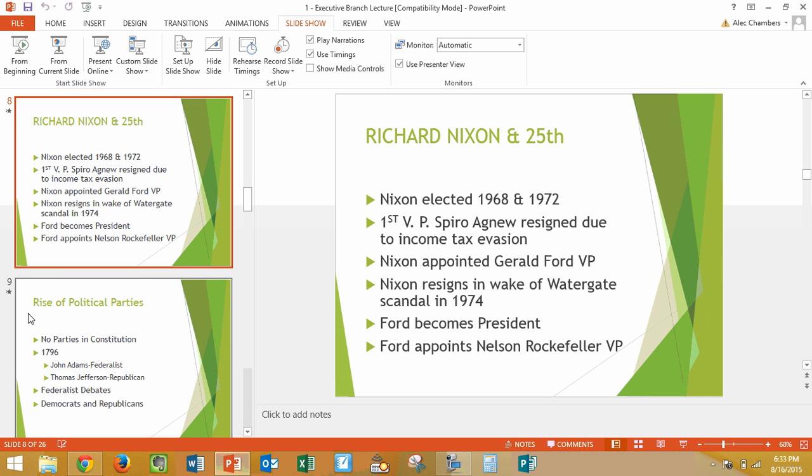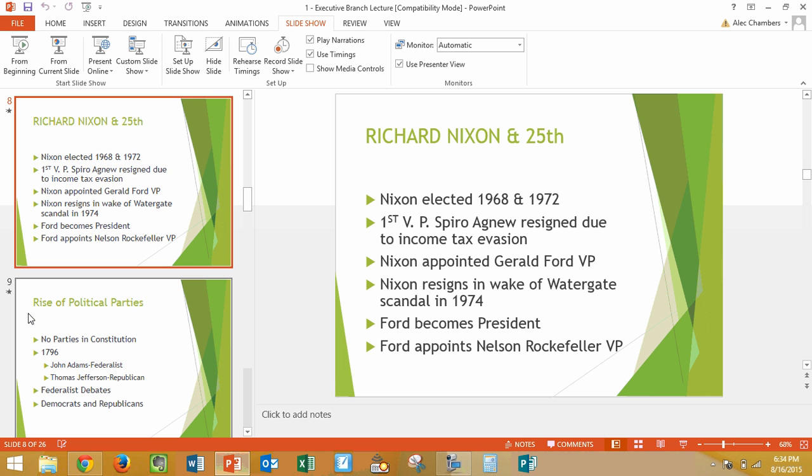Richard Nixon is an interesting example of the 25th Amendment. Elected in 1968 to his first term and second term in 1972, he had a very tumultuous presidency, which led to his resignation at the end. His first vice president, Spiro Agnew, resigned due to income tax evasion, so he tried to get out of paying his taxes. Gerald Ford became the new VP. Nixon in 1974 got caught up in the Watergate scandal. We'll actually watch a movie on that scandal later in the year.